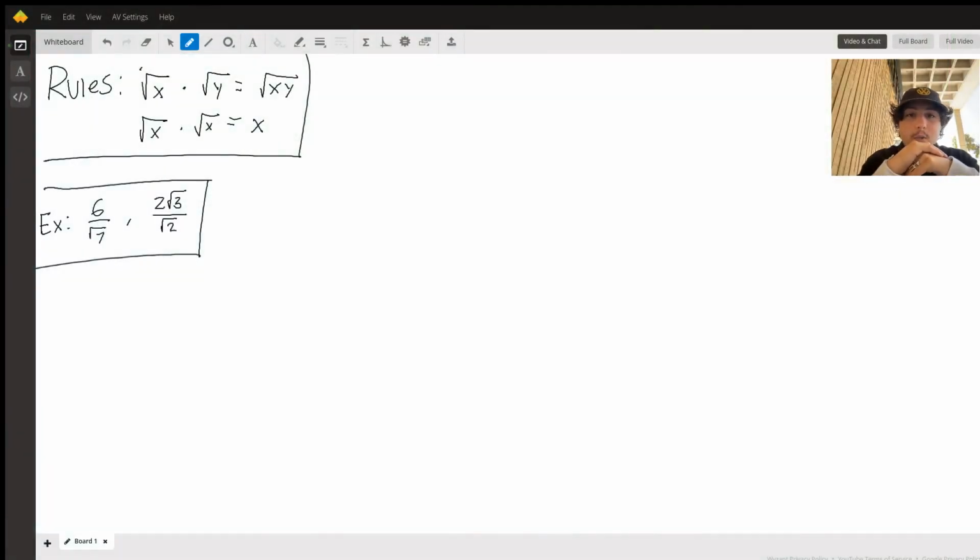All right, so we're asked to divide when there is a radical in the denominator. So I have two examples here, one where there is only a radical in the denominator and one where there are radicals in the numerator and the denominator. So before we start dividing, there are some rules that we should keep in mind.